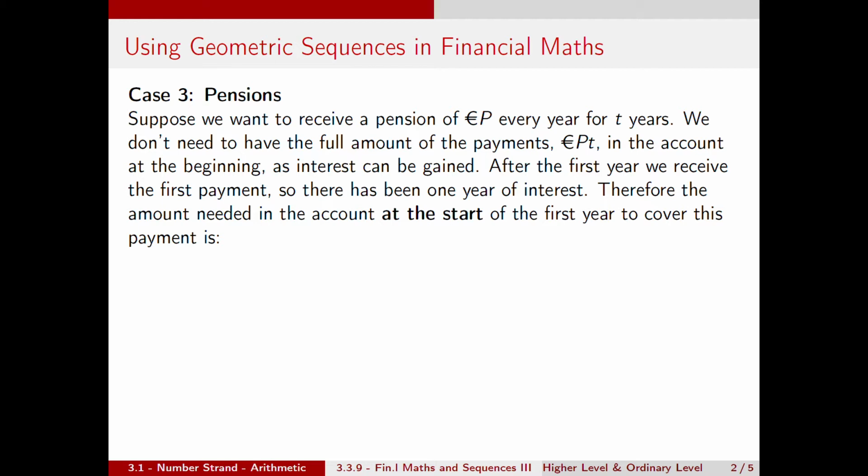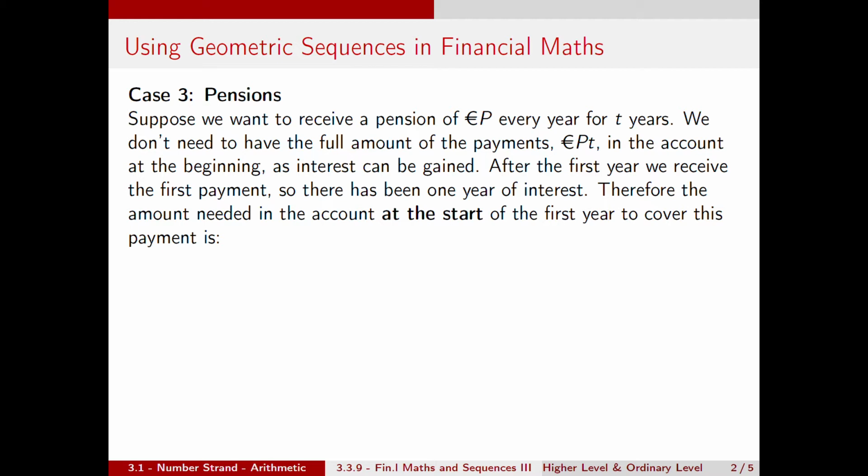So suppose we want to receive a pension of €P every year for T years. What this means is when we retire, we want to be taking in P every year for, let's say, maybe 20 years. But we don't need to have the full amount of the payments, P times T, in the account at the beginning, as interest can be gained.